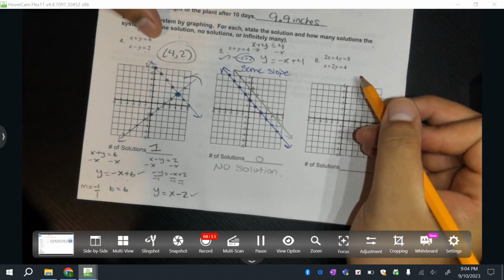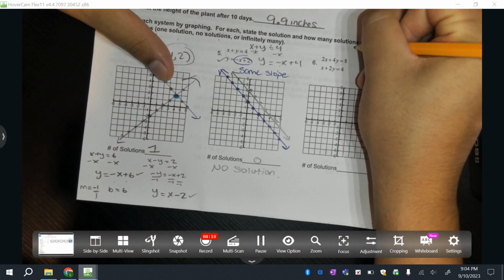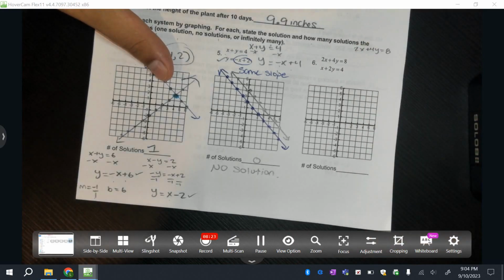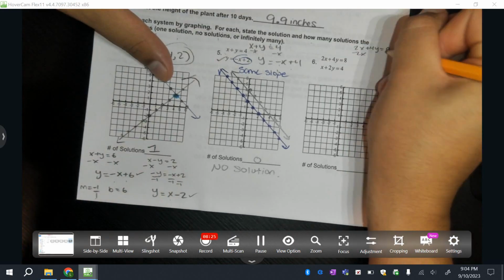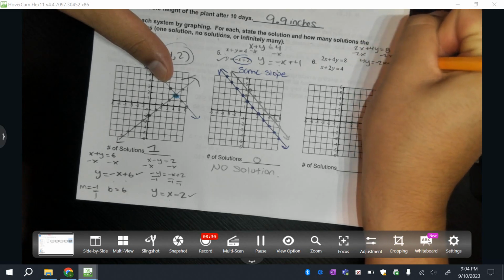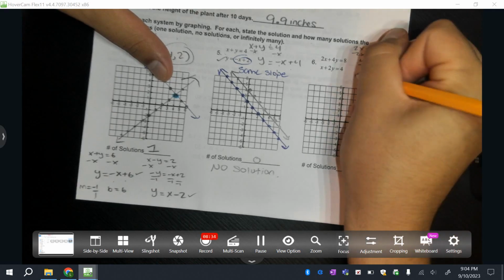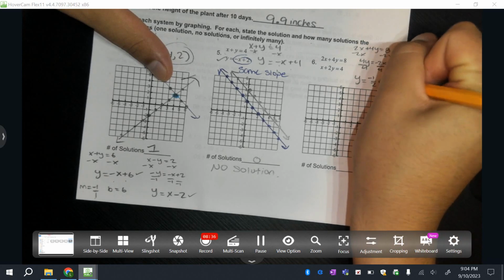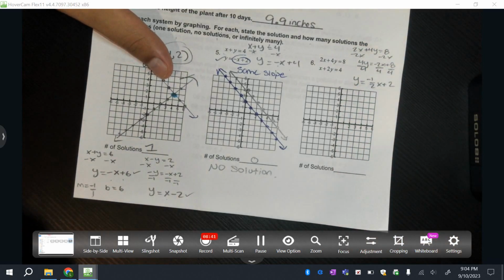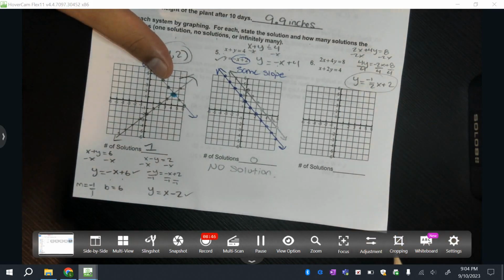Alright, so next one, number 6. Let's convert them both to slope-intercept form. I'm going to start off with 2x plus 4y equals 8. This one's a two-step equation. We just have to subtract the 2x and then divide by 4. So first subtract the 2x, then divide by 4. We get y equals -1/2 x plus 2. So this one's ready to be graphed.